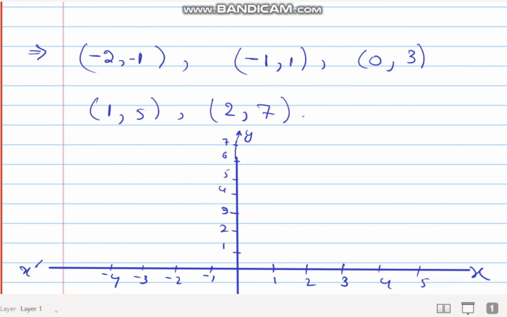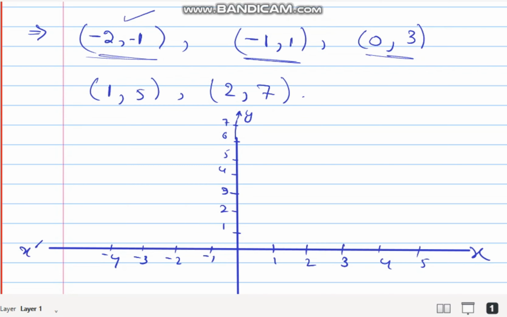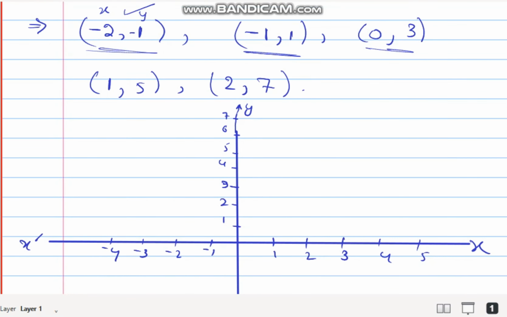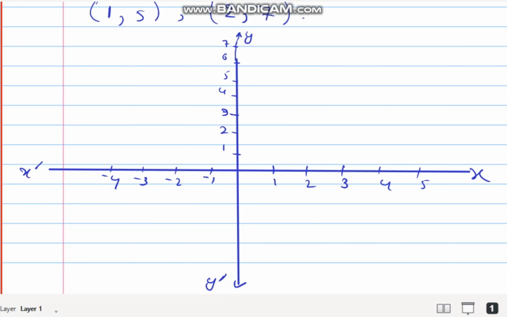Okay, this is the point. Take this point, minus 2. Here the x is minus 2, and y is minus 1. Where does the point lie? The point lies here, so minus 1, minus 2. Let me write also here on this line.